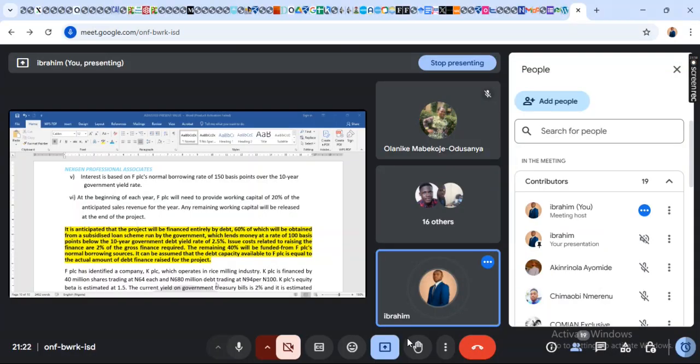Class, I've been saying in the previous lecture that you can decide to lock the financing effect, to the extent that you will now ask yourself, what is the commercial rate? What is the subsidized rate? You start looking for it, and this is how it may be locked. Which lends money at a rate of 100 basis points below the 10-year government debt yield of 2.5.